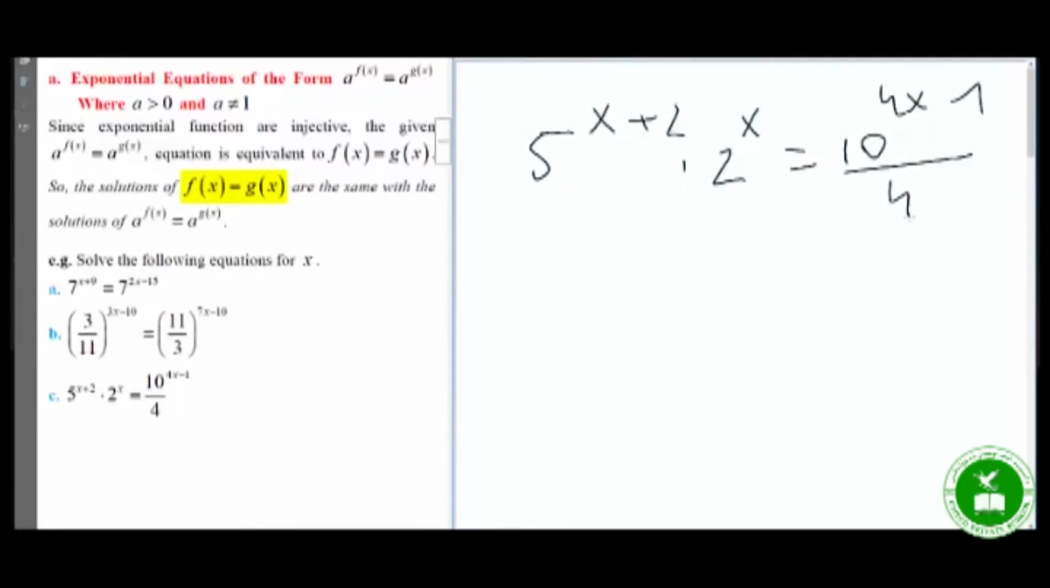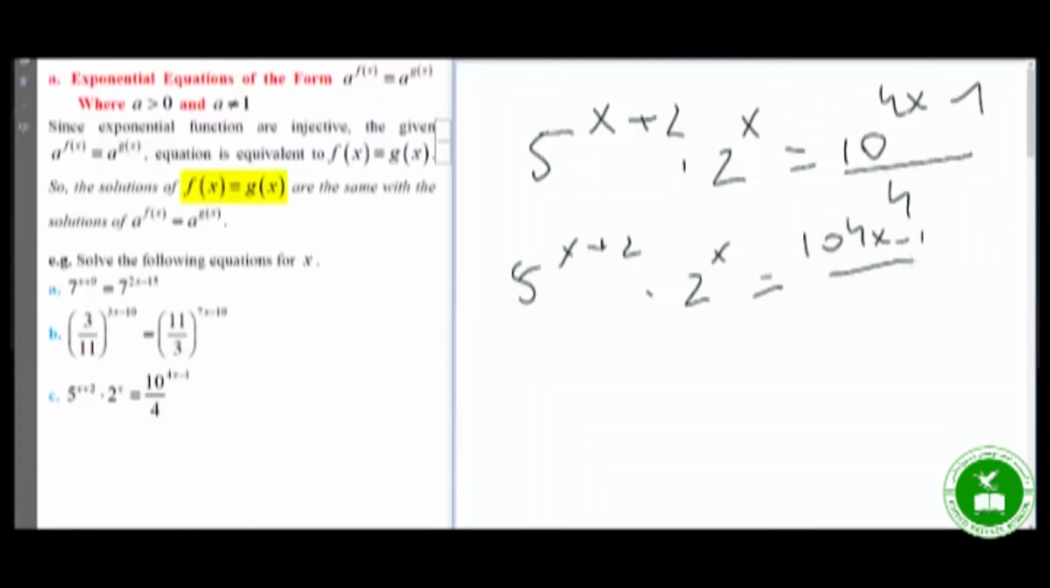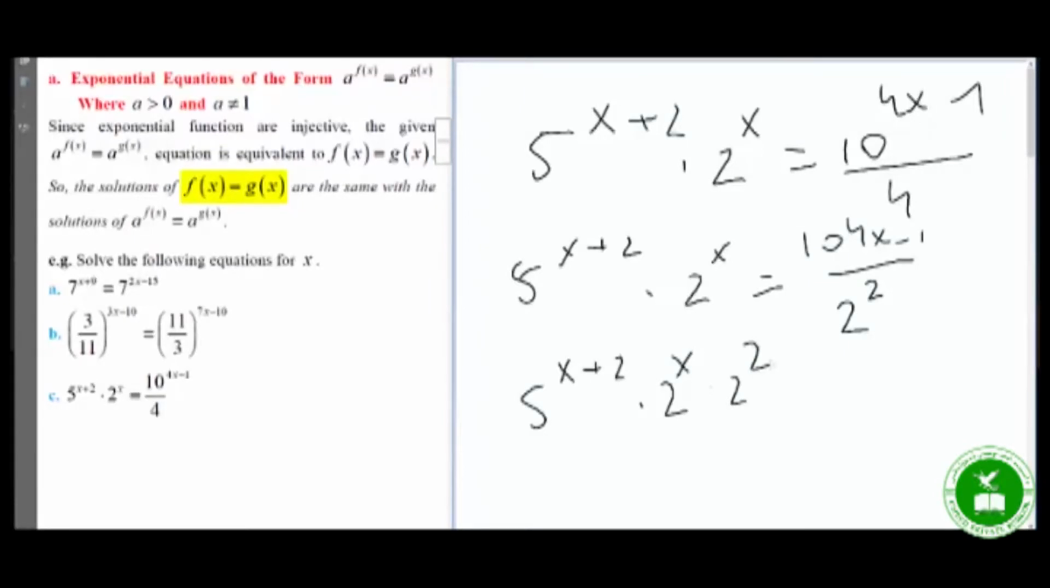We can write this 4 as 2 to the power of 2. Again, rewrite it: 5 to the power of x plus 2 times 2 to the power of x is equal to 10 to the power of 4x minus 1 over 2 to the power of 2. So let's multiply both sides by 2 to the power of 2. 5 to the power of x plus 2 times 2 to the power of x times 2 to the power of 2 is equal to 10 to the power of 4x minus 1.